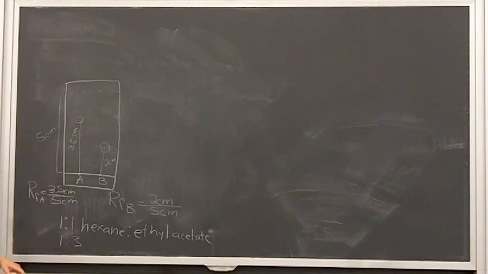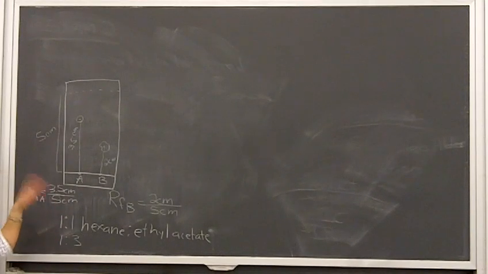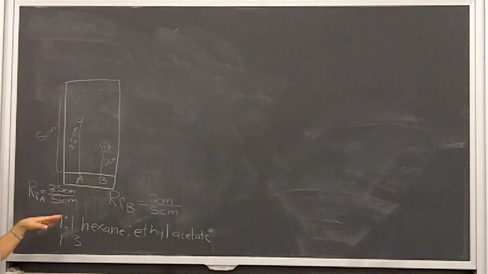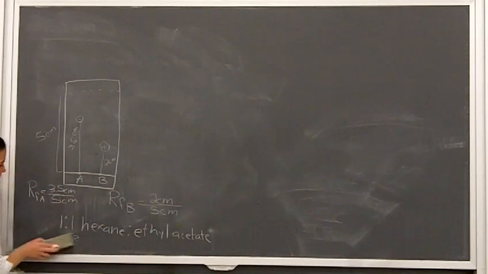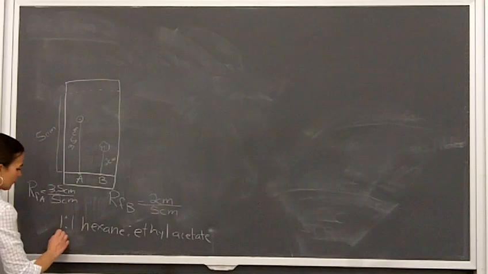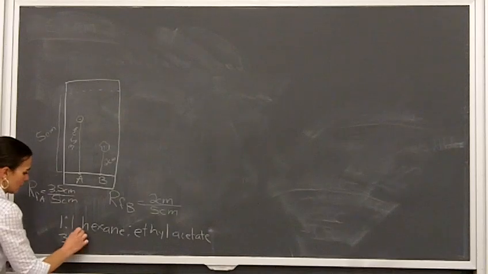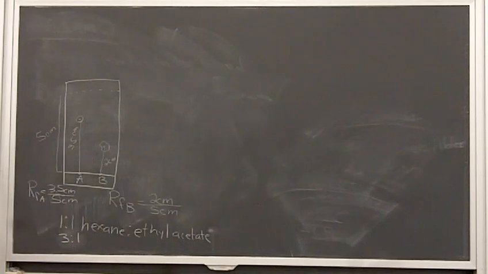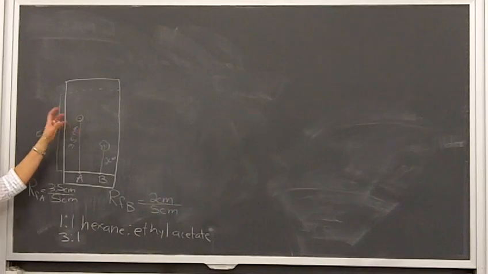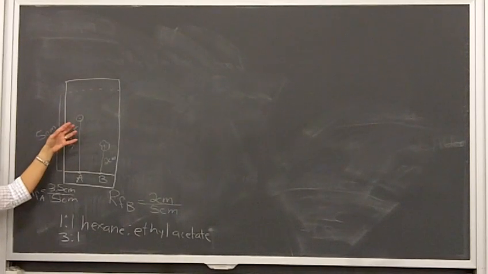Okay, so let's look at the opposite case. If we wanted to slow it down, we decide those RF values are too large. What would we change the polarity to? We'd make it less polar, right? So if we wanted to slow down, we'd change it to where we have more hexane and less ethyl acetate. Okay? So you're looking at two different things: what that solvent can do to those spots and what's actually happening with the spots.